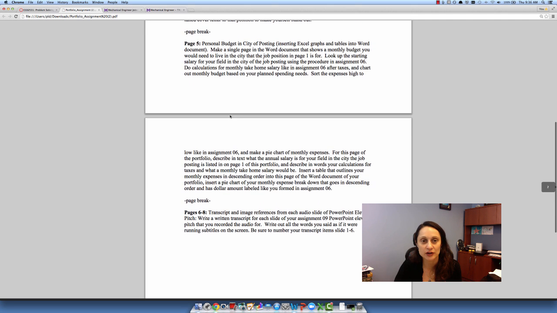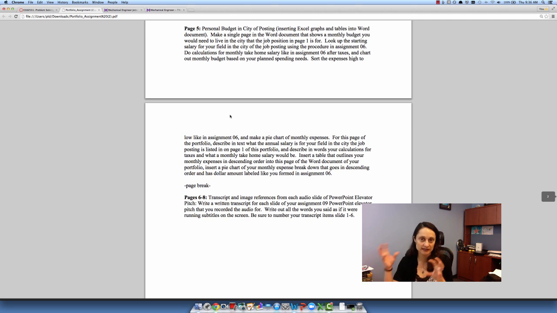Page 5, you're going to practice bringing stuff in from Excel into Word. So page 5 is in this Word document, but you're going to have to create some things in Excel and bring them into here. So personal budget and city of posting. That job posting you looked at had a city, and you know what your career words are, and we did the process in assignment 6 of finding a city and a starting salary for a career in that city using those links off the UF CRC page.